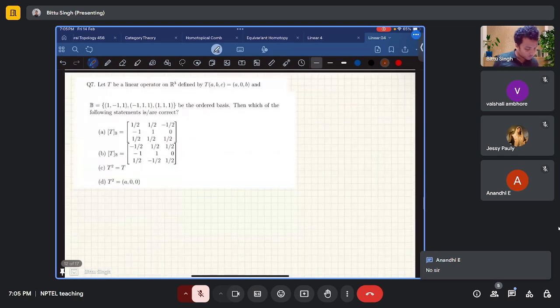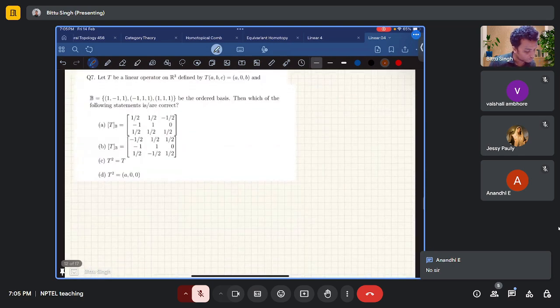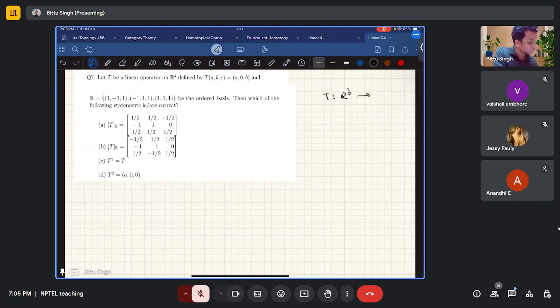So if not, let's start question number 7. So again, T is a linear operator on R3. Linear operator means domain and codomain are the same vector space. So T is a map from R3 to R3. And the definition of T is given as T(a, b, c) is the same as (a, 0, b), and an ordered basis is given. So we rename it alpha 1, alpha 2, alpha 3. This is the ordered basis.